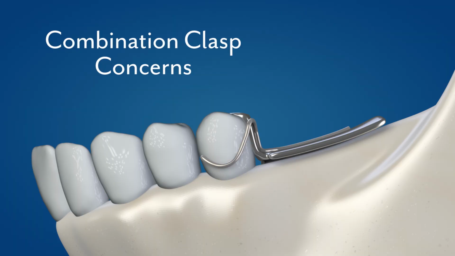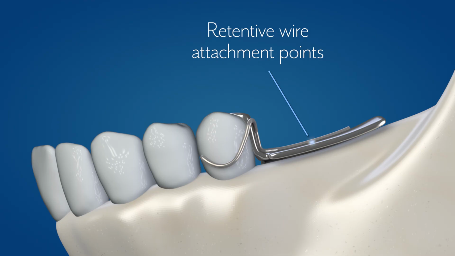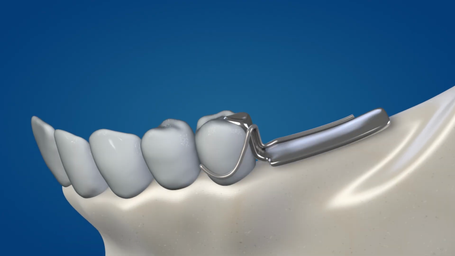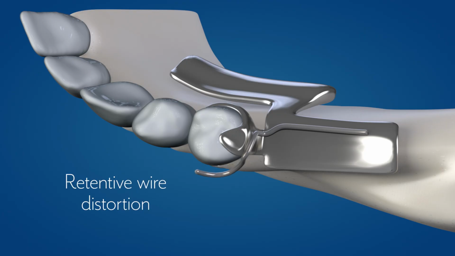Nevertheless, there are two concerns associated with combination clasp assemblies. First, laboratory construction is a bit more challenging, as the wrought wire retentive element must be attached to the removable partial denture in a suitable manner. Second, wrought wire retentive elements are susceptible to distortion during insertion and removal. This may lead to a loss of retention and mandate recurring in-office adjustment.